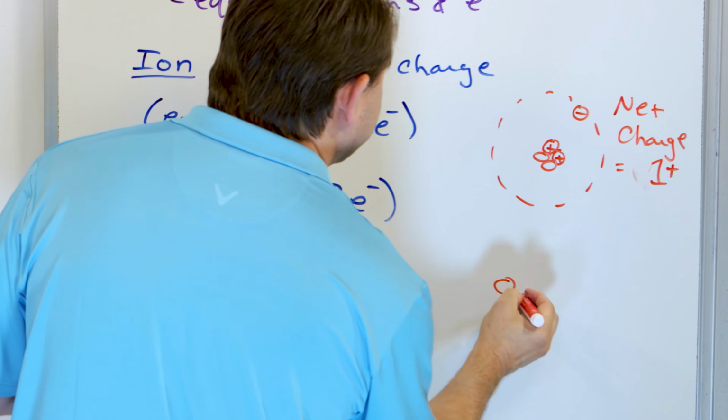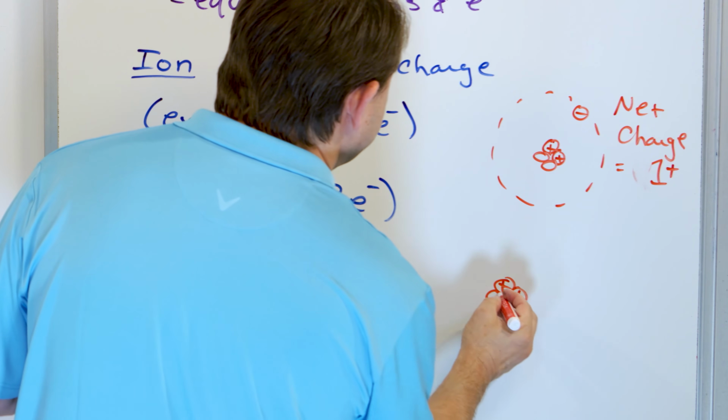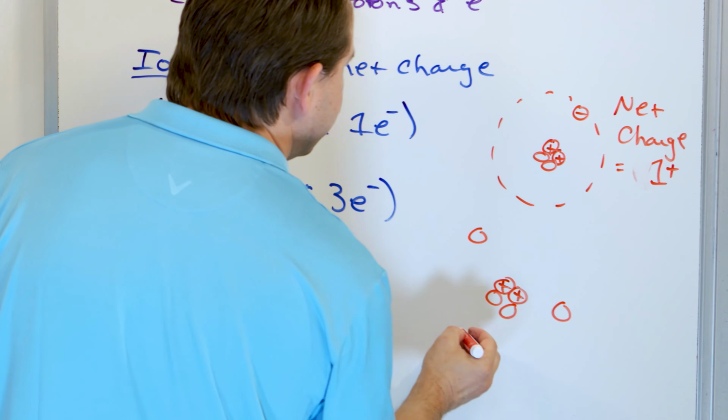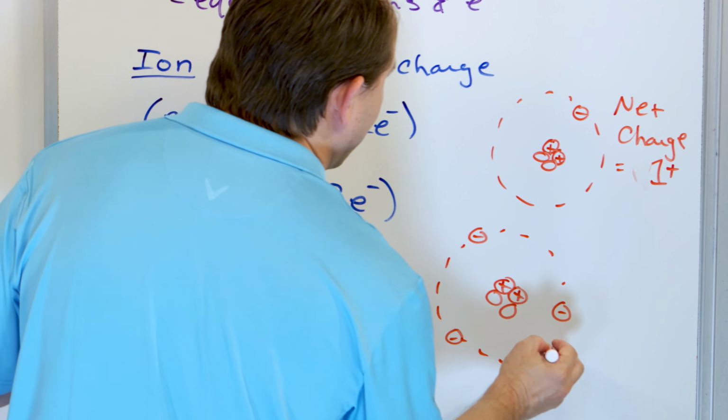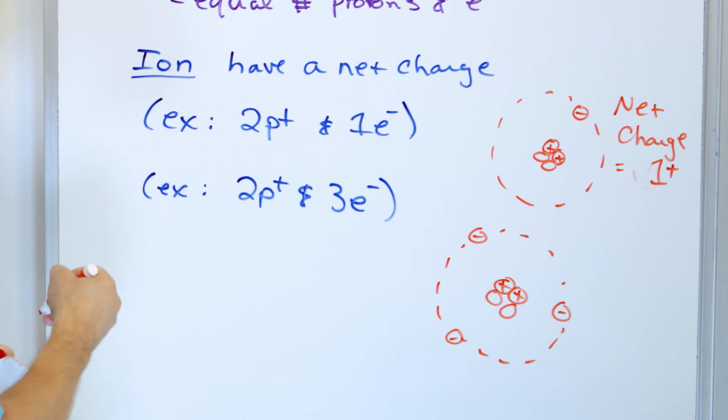You're going to have a situation with 2 protons. We can give our neutrons there if we want to. And then we have 1, 2, 3 electrons, which are all negative. And of course, they're orbiting. And of course, they don't orbit like this, but we use this picture because it's helpful.